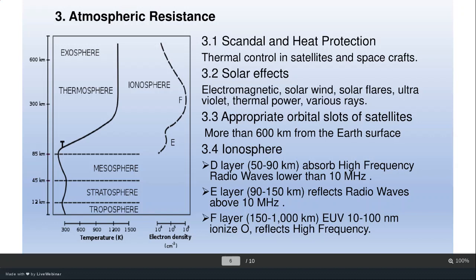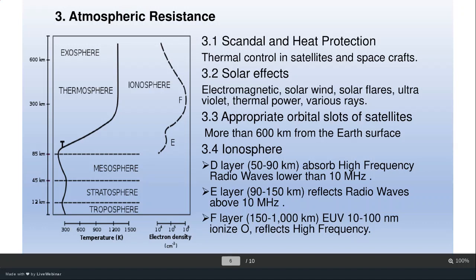And 3.4 is the ionosphere. In this content, I will talk about the three sub-layers in the ionosphere. The D layer is the lowest of the ionosphere, about 50 to 90 kilometers from the Earth's surface. This layer absorbs high-frequency radio waves lower than 10 megahertz. And the E layer is about 90 to 150 kilometers. This E layer reflects radio waves above 10 megahertz. And the F layer is about 150 to 1,000 kilometers above the Earth's surface.